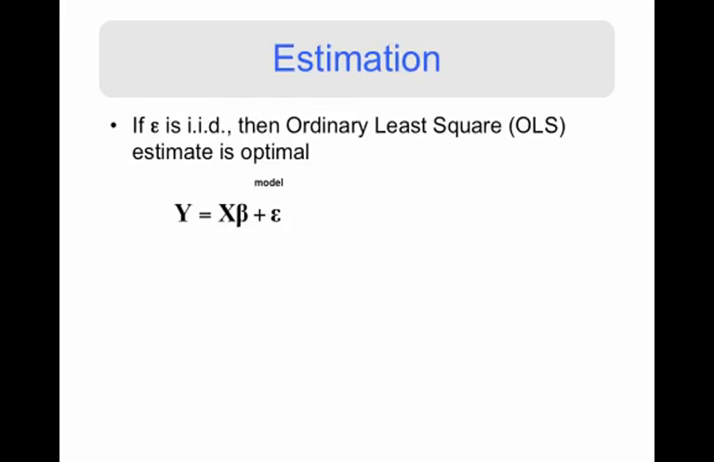So how do we estimate these? Well, if epsilon is IID, so it's independent, identically distributed, then we can use something called ordinary least squares, or OLS, which is the optimal estimate. So in this case, using this model, the optimal estimate for beta would be beta hat, which is equal to X transpose X inverse X transpose Y. So regression theory states that this is the optimal estimate of beta.